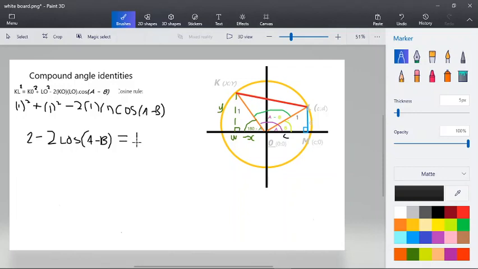In the next tutorial, we'll be using the distance formula with this cosine formula. This one is short. This is the answer for K using the cosine formula.